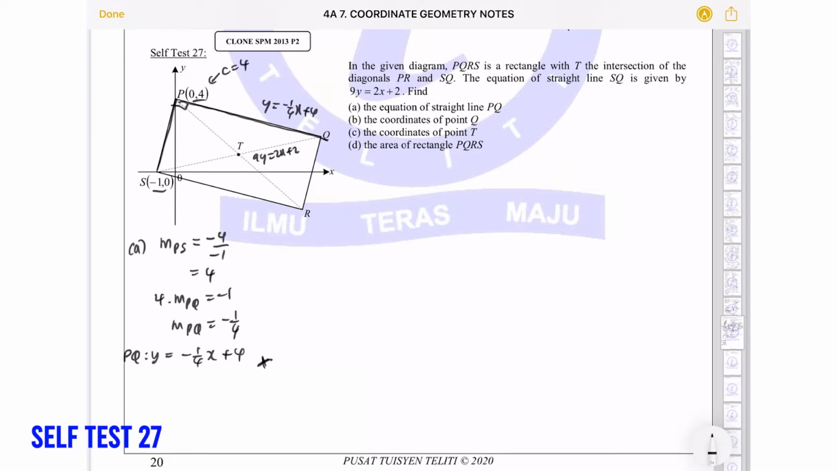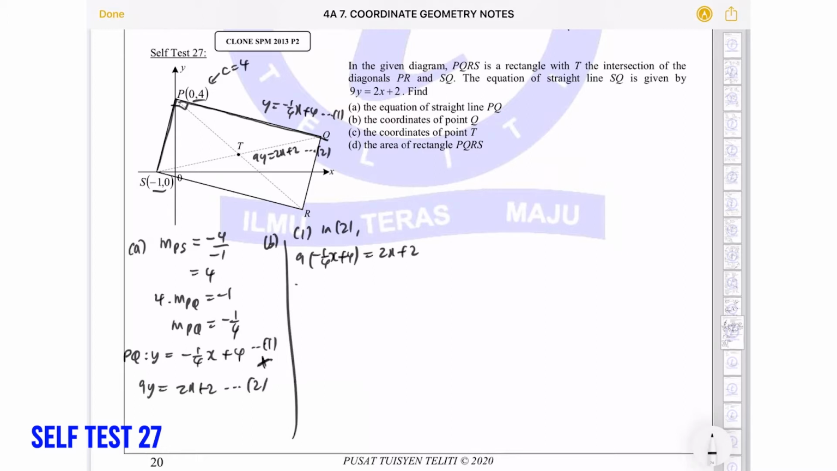So I'm going to solve them simultaneously. This is equation 1. This is equation 2. Okay, I'm going to call this equation 1 here. I'm going to write down here 9y equals 2x plus 2, equation 2. I'm going to sub 1 in 2. So the moment you sub inside, don't write y, write -1/4x plus 4. This is 2x plus 2. Okay, I'm going to times inside 1 by 1. Do a little bit slower for all of you. Okay, and if you don't like fractions, just multiply by 4. When you times 4, this is 144. This is 8x plus 8, right?